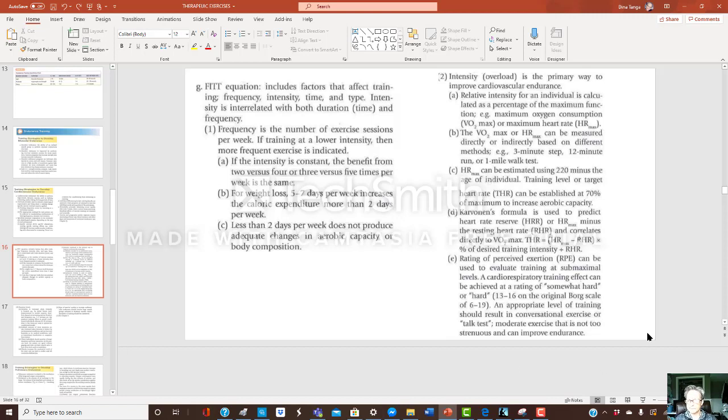So let's do some calculations. Let's say our target heart rate, which we don't know, equals, let's say that our heart rate max is 180, and we're going to subtract our resting heart rate, which is, let's say, 80.